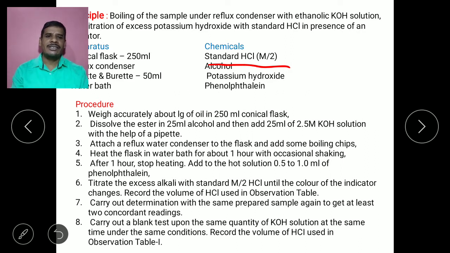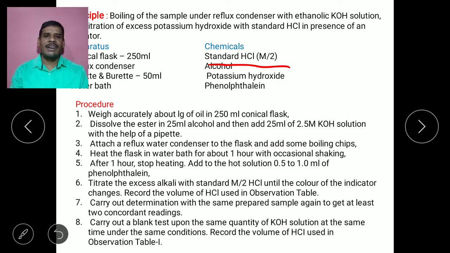Then attach the reflux condenser to the flask and add some boiling chips, that is, porcelain pieces. We know what the role of that particular porcelain piece is. The porcelain piece plays a very important role. While we add these porcelain pieces, they avoid the bumping of the solution. If we do not add these porcelain pieces, bumping takes place. To avoid that bumping, we add such porcelain pieces.